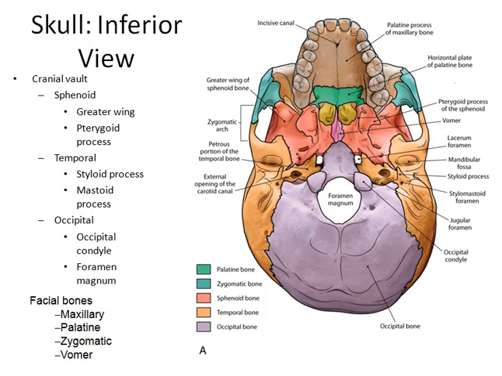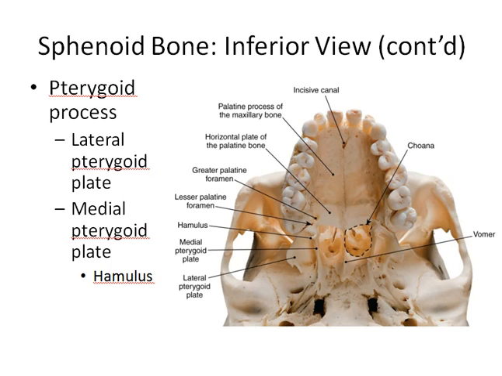This inferior view of the skull is seen on Figure 2-12 on page 30 of your text. Be sure to identify the structures listed in this slide. This is the inferior view showing the sphenoid bone. It is on page 37 of your text.